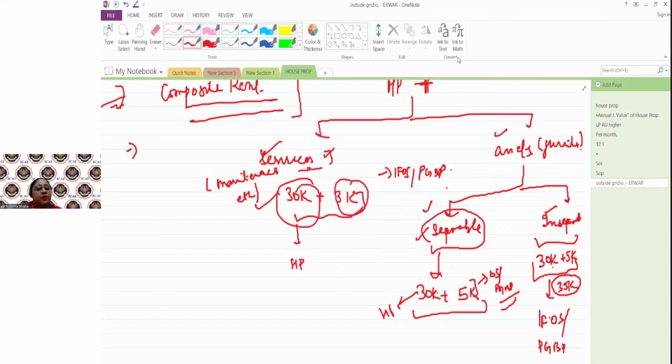If there are 3 self-occupied properties, then how will the third property be treated is the starting point of our next class, Diksha. Don't worry. Thank you. Have a great time.